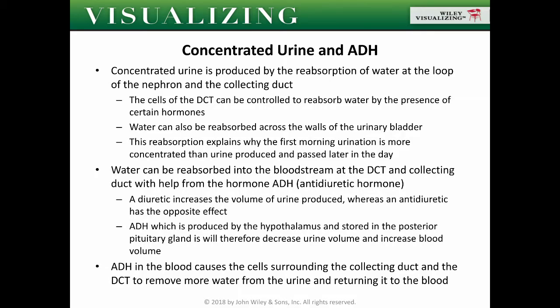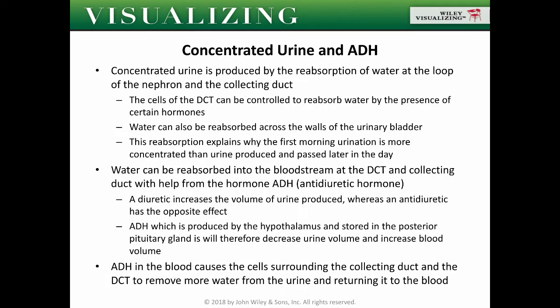So concentrated urine is produced by the reabsorption of water at the loop of the nephron and the collecting duct. The cells in the DCT can be controlled to reabsorb water by the presence of certain hormones. So basically, we can control how much of the ions is reabsorbed. Control of the solute balance and the water balance of the body is being done in the DCT. This is the distal convoluted tubule, after the loop of Henle.